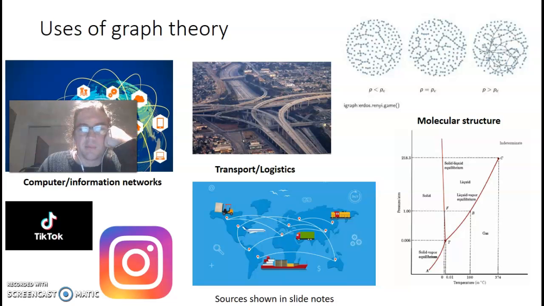Another example might be transport and logistics, so how road networks come together, or how a supply chain works in the world. If you can make a supply chain more efficient, you can save billions and billions of dollars and make money in the process. And another more interesting one, well, not more interesting, but more complex one, might be molecular structure. So how do molecules interact together could be referenced with a graph.